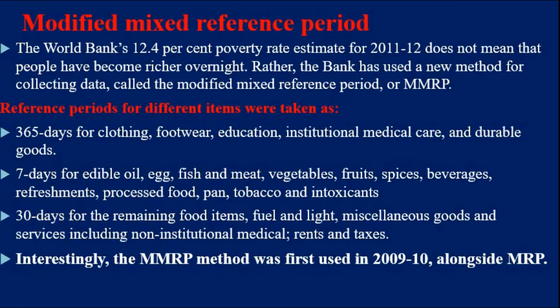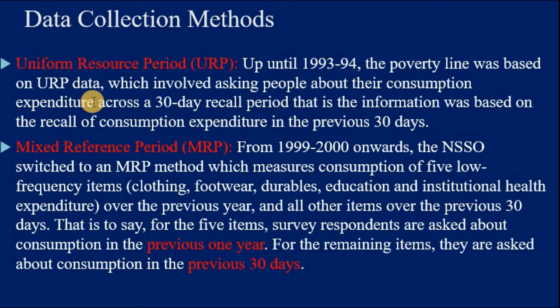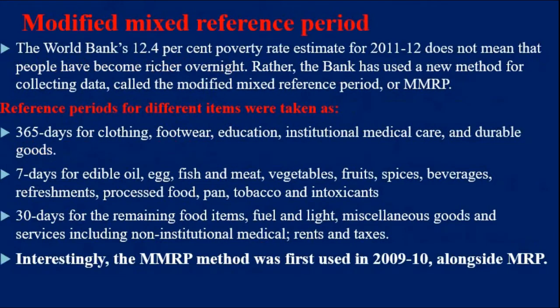In the previous one we discussed the uniform reference period, which has only 30 days, and here it is mixed: 30 days plus 1 year, that is 30 days and 365 days, and of course 7 days. That's why it's a mixed reference period used for estimating poverty. One interesting fact is that it was used in 2009-10 alongside the MRP.